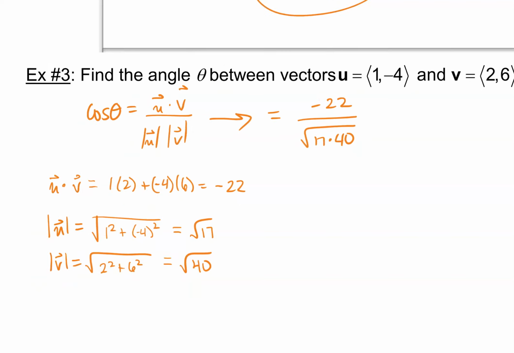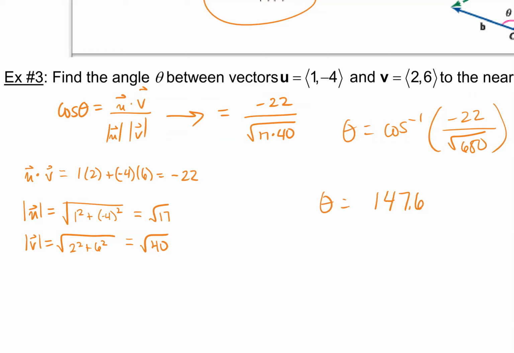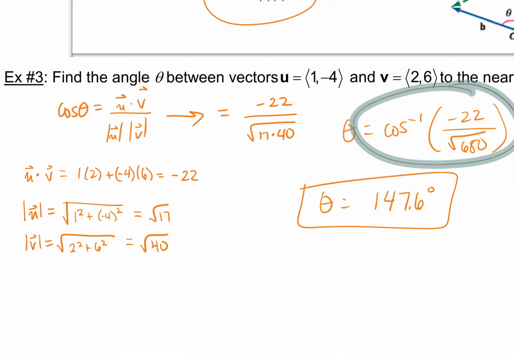All right, so if that's what cosine theta is, that means theta is going to be cosine inverse of -22 over the square root of 680, and you get theta is going to be 147.6 degrees. You just have to plug this into your calculator.